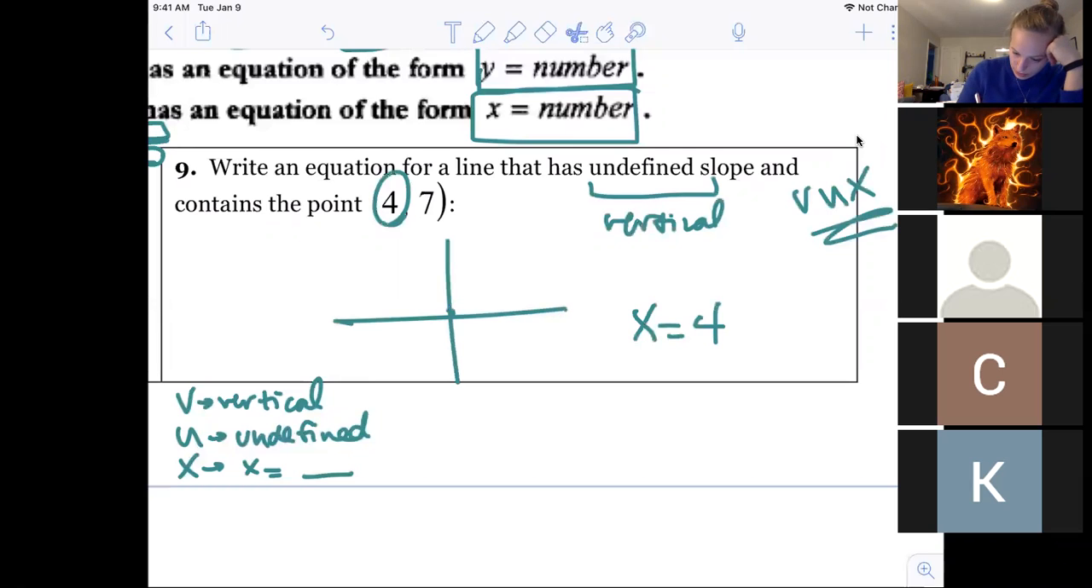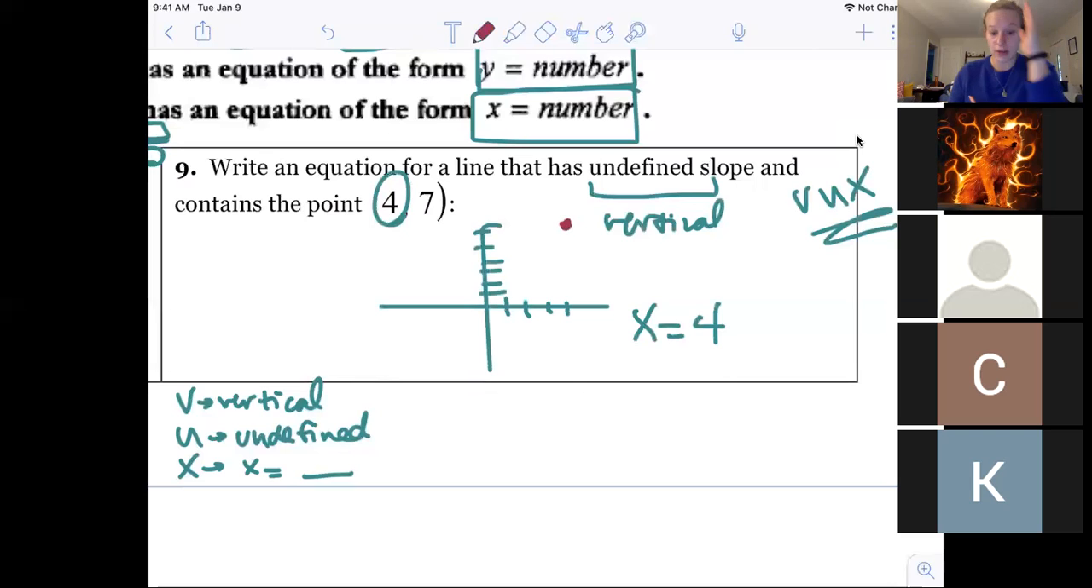Wow, none of my lines are straight. Let me try that again. That line is for sure not straight. One, two, three, four, 1, 2, 3, 4, 5, 6, 7. Not necessarily to scale, but it goes over here. And it's a vertical line, so it goes straight up and down. All the y's are different, but all the x's are 4. It stays on that vertical line. So that's why my answer is x equals 4.